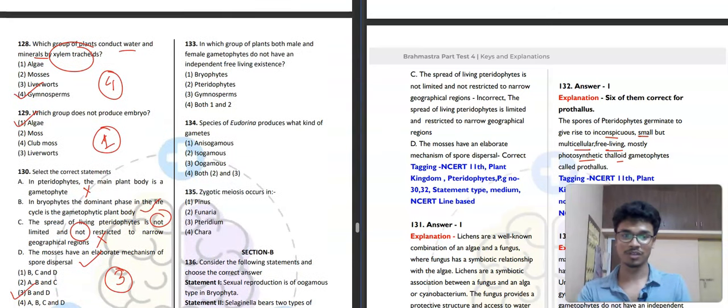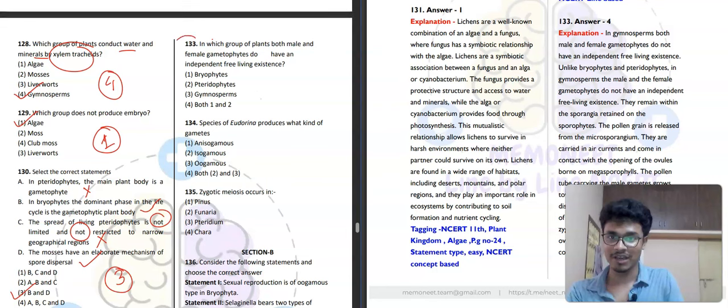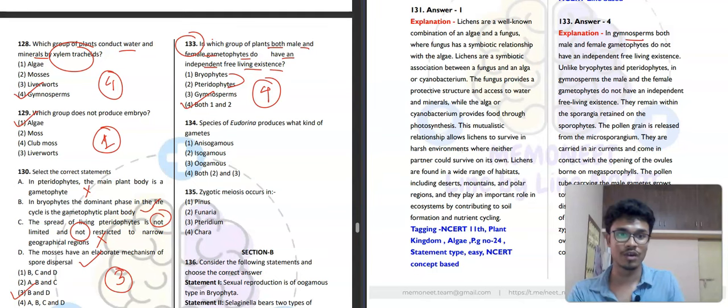Moving towards the next question, 133. In which group of plants both male and female gametophytes do have an independent free-living existence: bryophyte, pteridophyte, gymnosperm, or both 1 and 2. So both bryophyte and pteridophyte have independent free-living existence. That's why the fourth option will be our correct answer. Gymnosperms do not have an independent free-living existence. Moving towards the next question, question number 134.